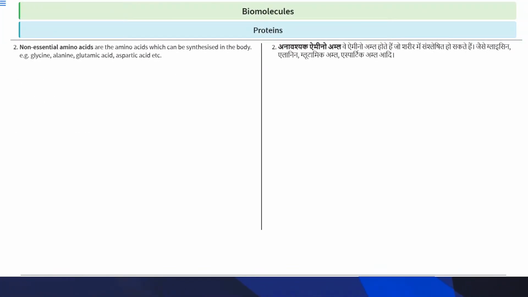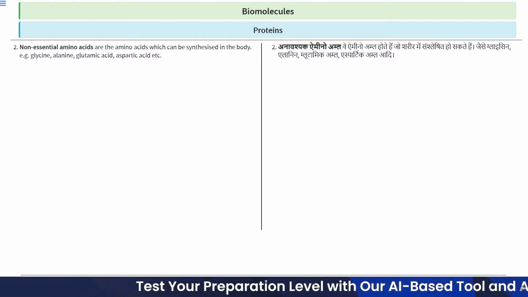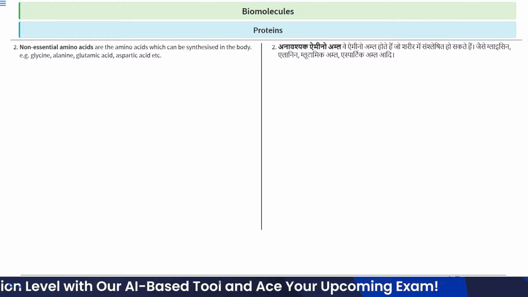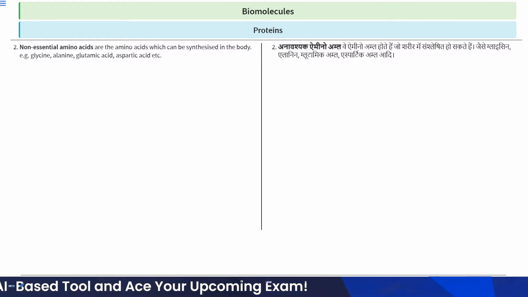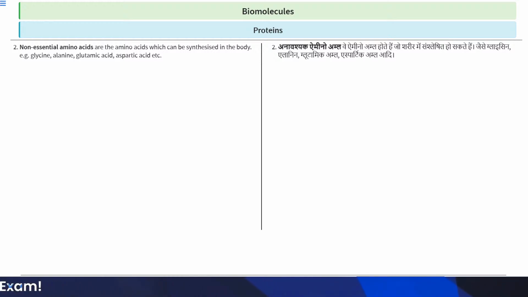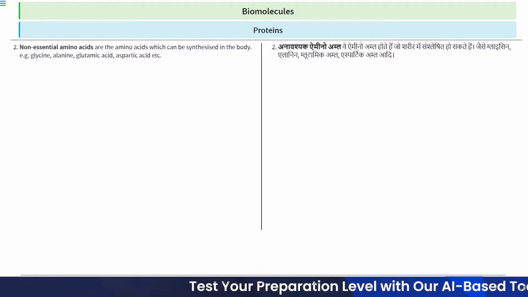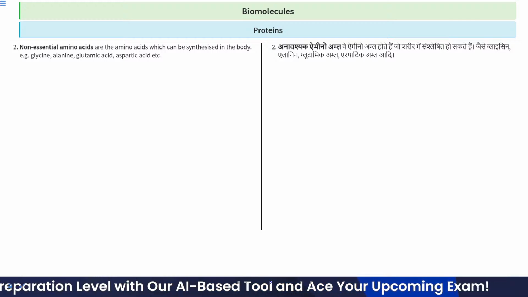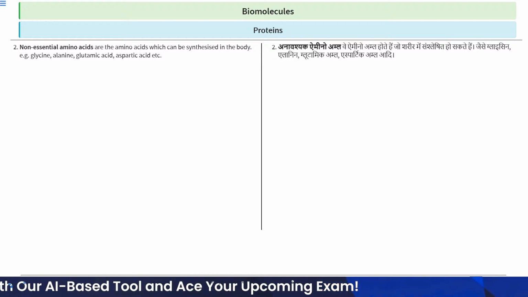The second important class of amino acids is non-essential amino acids. They are the amino acids which can be synthesized in the body by themselves. For example, glycine, alanine, glutamic acid, aspartic acid, etc. All these are examples of non-essential amino acids. As they can be synthesized in the body, you do not have to obtain them from your diet.